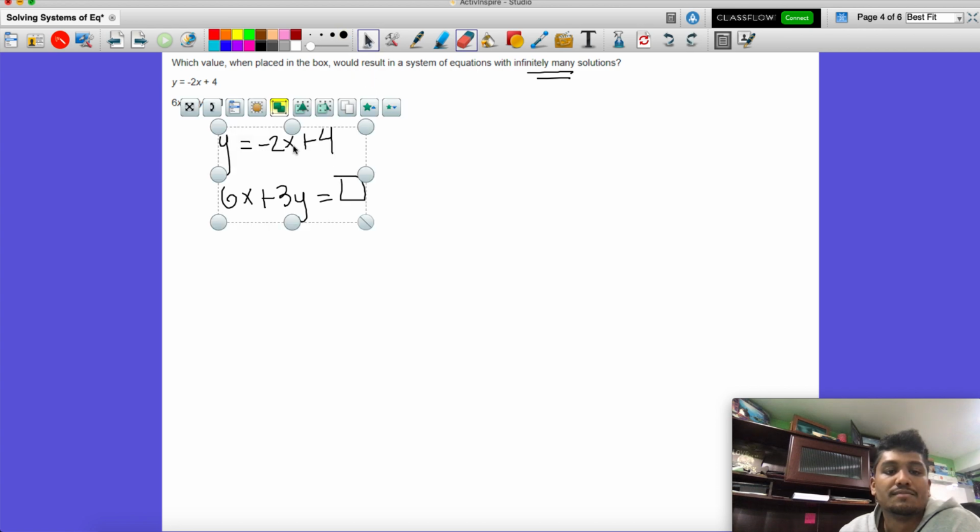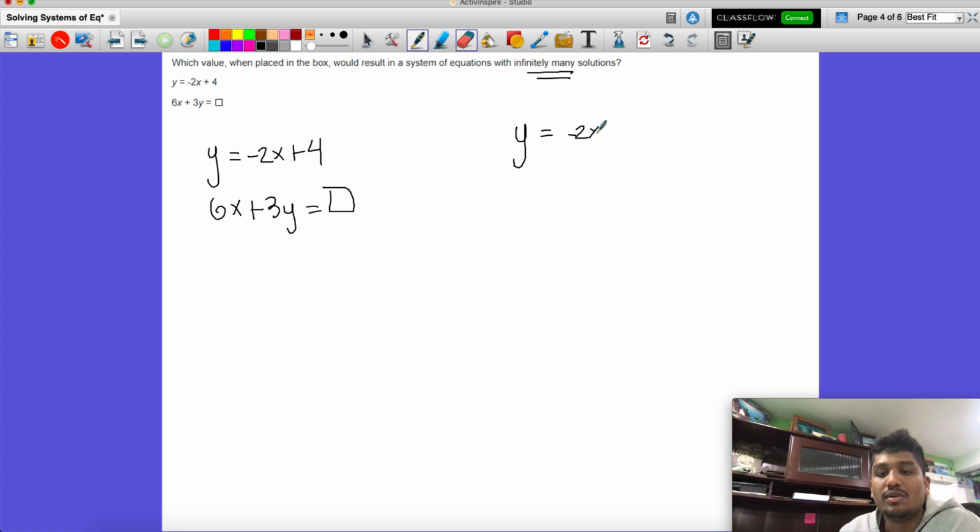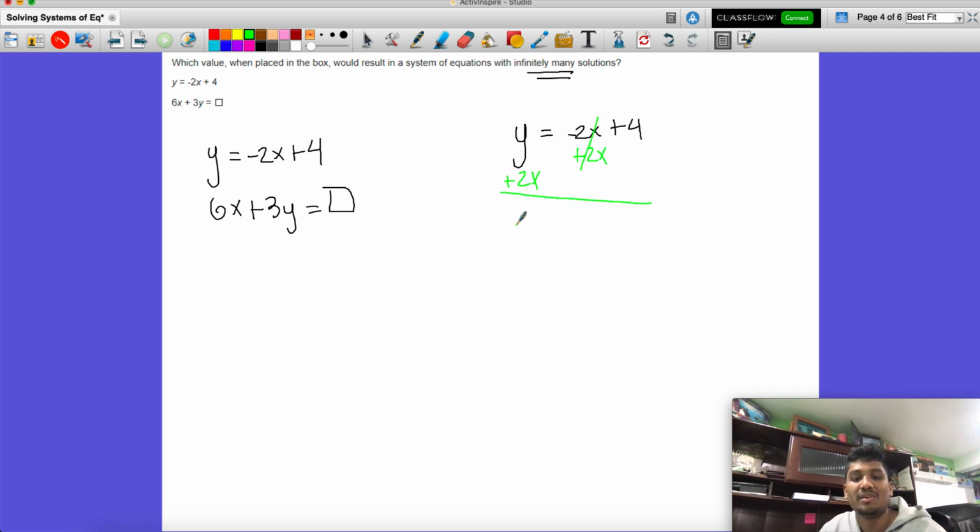So let's focus on one of them. If we did y equals negative 2x plus 4, what I'm going to do is bring this 2x over so that it's lined up. And so then we're going to get 2x plus y is equal to 4, right? All I did was bring this over. So I'm going to highlight this, move it, and place it right there. Make this a little bigger.